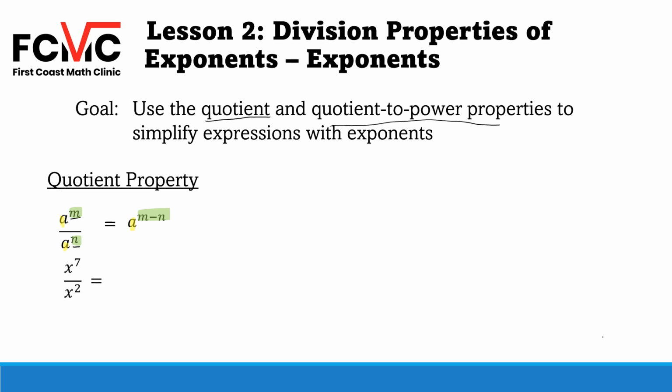So what does that look like in terms of a problem? I have x to the 7th over x to the 2nd. To simplify this, we keep our base, x, and then do 7 minus 2, giving us x to the 5th.